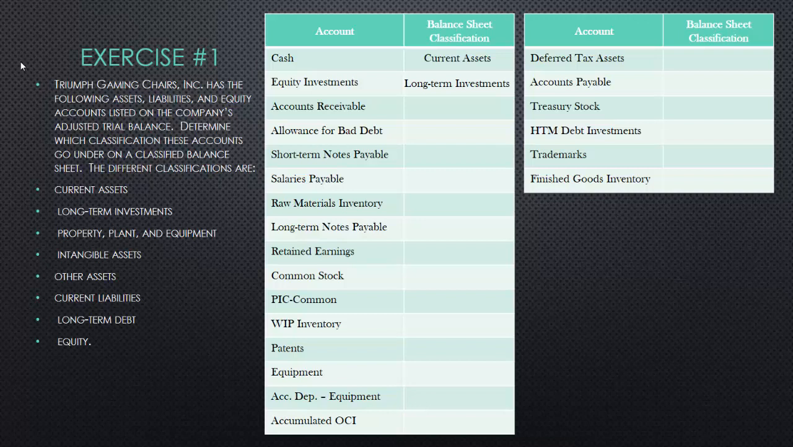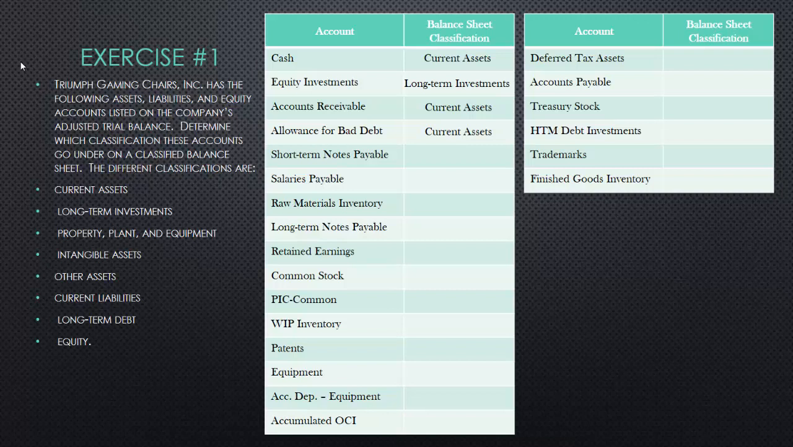Accounts receivable, debt owed to our company from other people, well, we expect to collect within the next year, so we're going to classify that as current assets. And the next account, allowance for bad debt, is a contra account tied to accounts receivable. So it has to go in the same section that accounts receivable goes in. We're also going to classify that as a current asset.